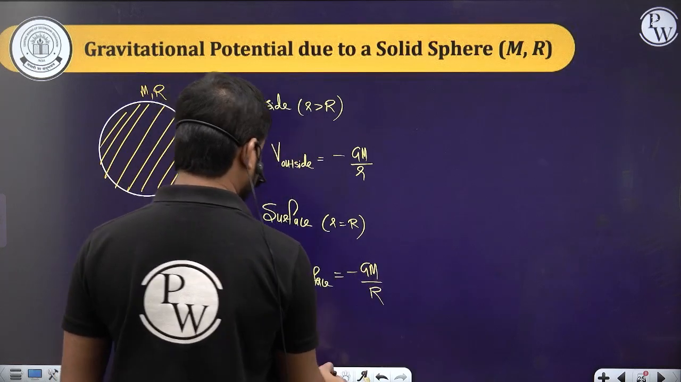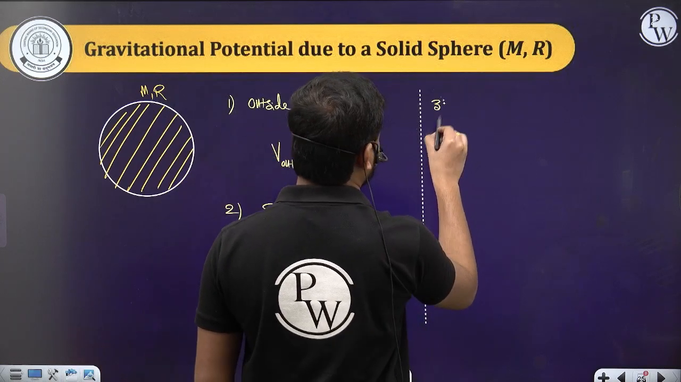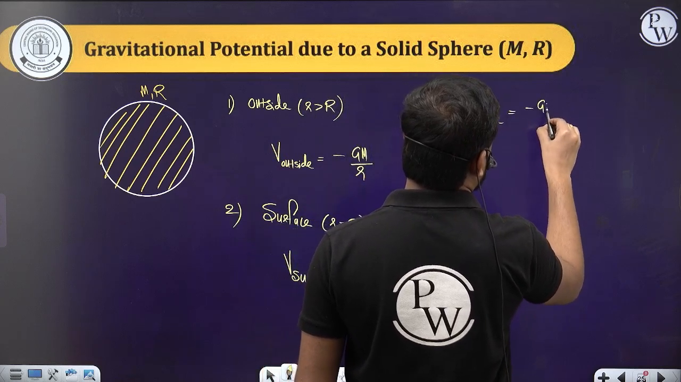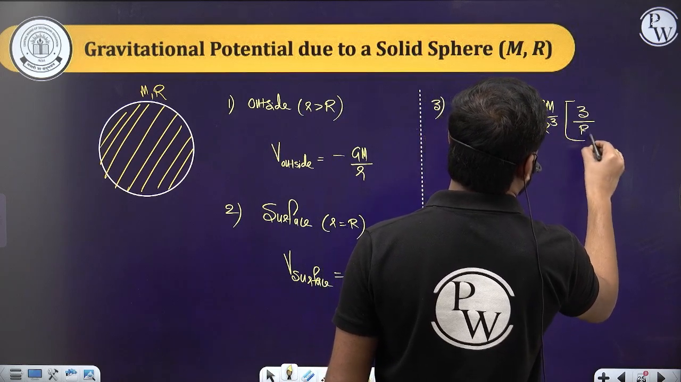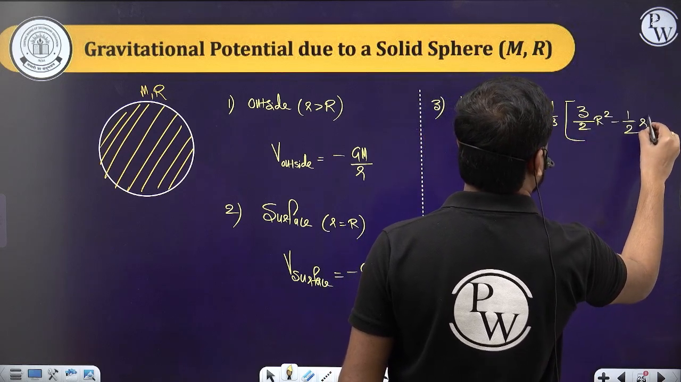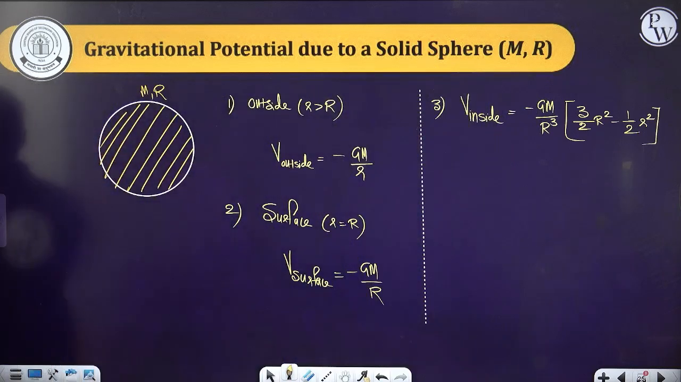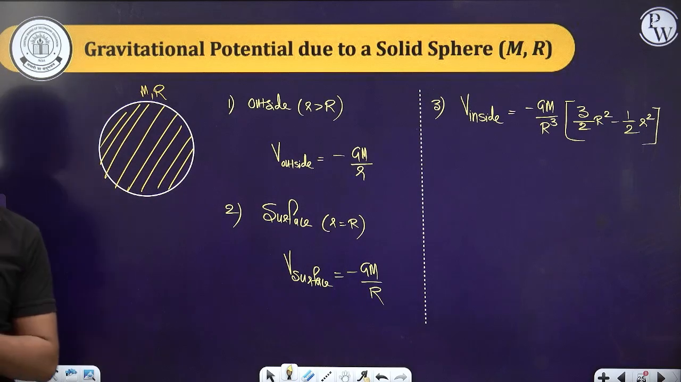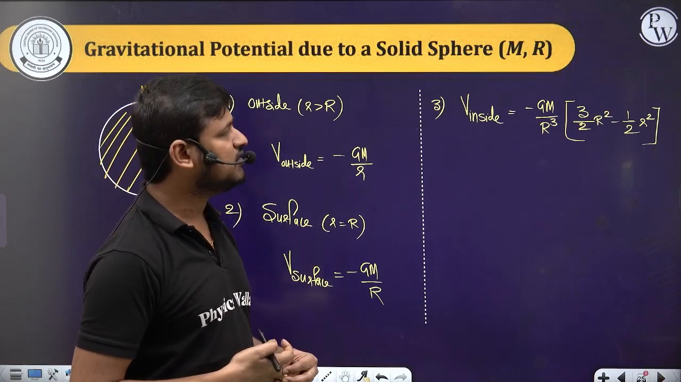Okay, chalo. So the inside one, you should remember the formula, guys. For the inside one, the potential inside is minus GM by R cube into 3 by 2 R square minus 1 by 2 r square. So everyone should remember this formula: minus GM by R cube into 3 by 2 R square minus 1 by 2 r square.